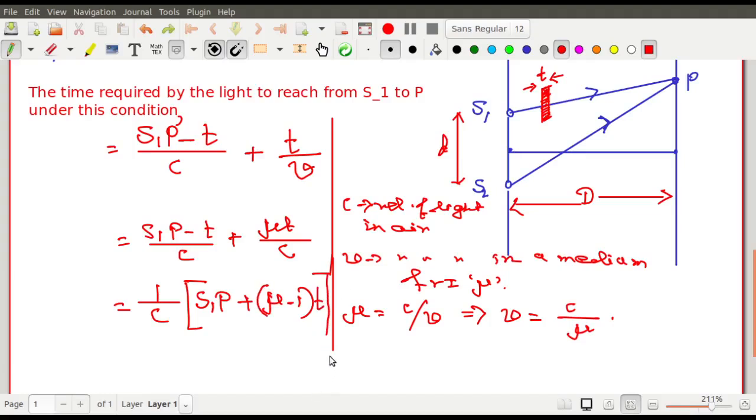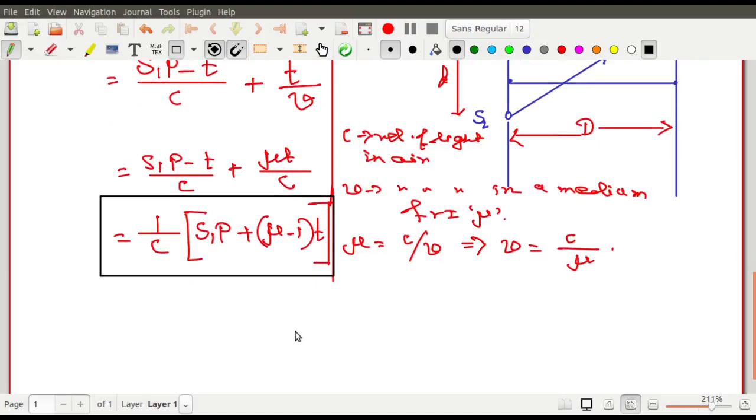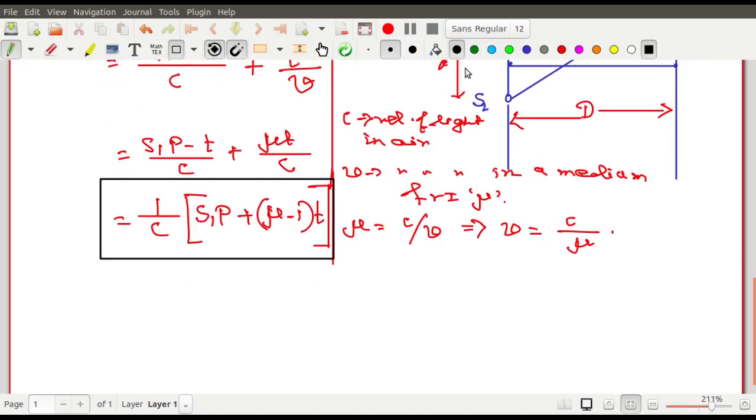What has effectively happened over here, you need to understand properly. What has actually happened here? Try to understand this. Let me write it: in absence of the plate, what would have happened?